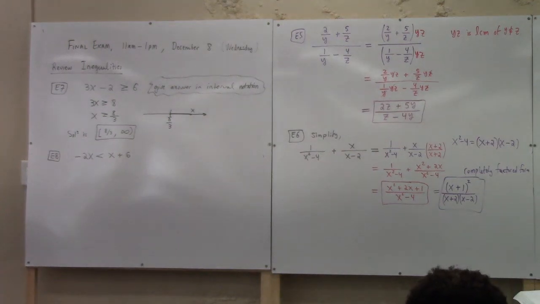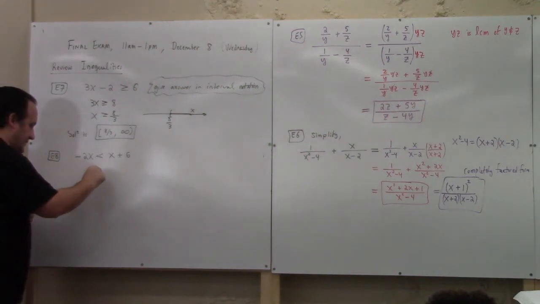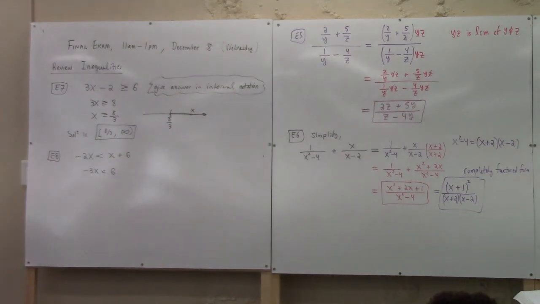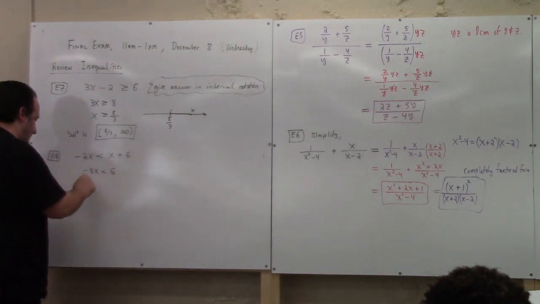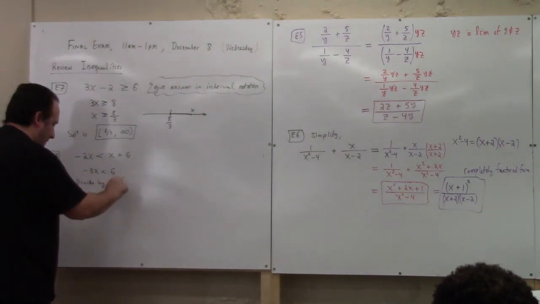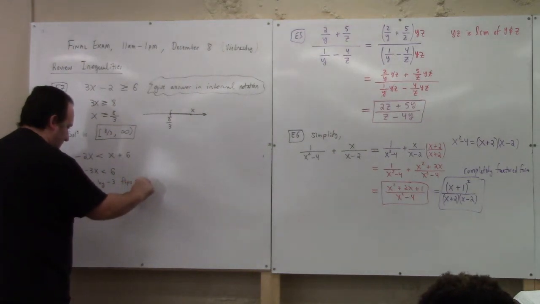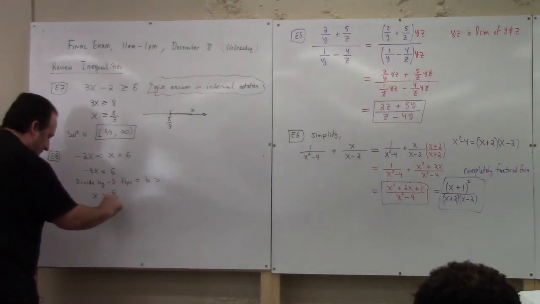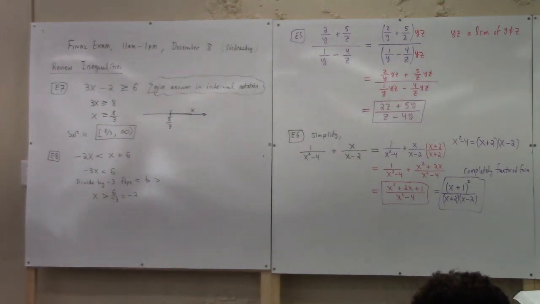So what should I do this time? Well, if I subtract x to the other side, I get minus 3x is less than 6, right? Now, I heard divide by negative 3. Got to flip the sign, right? So divide by negative 3 flips less than to greater than. So we do x greater than 6 over minus 3, which, of course, is minus 2. So we have x greater than minus 2.